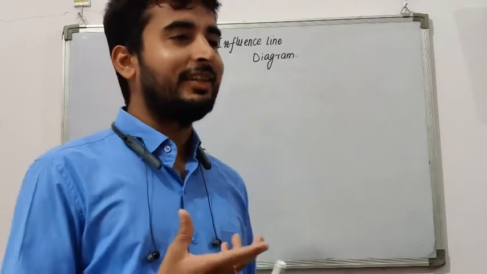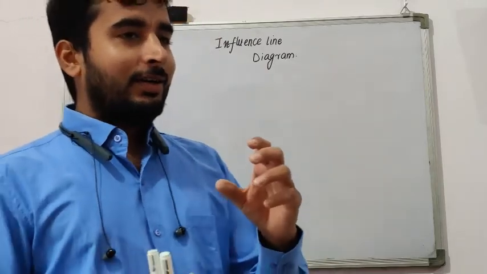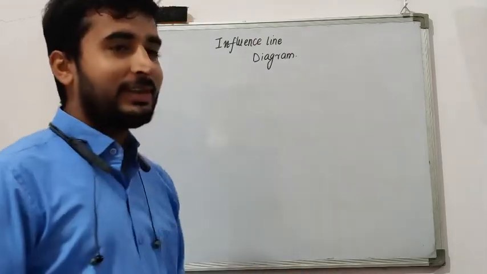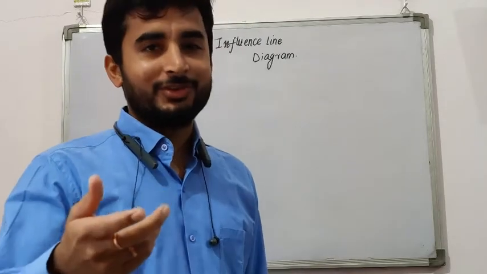So that's a kind of contradiction to what we studied. What we studied was not useful for real life. So what to do now? For this we have something called the influence line diagram, which is used to analyze rolling loads.